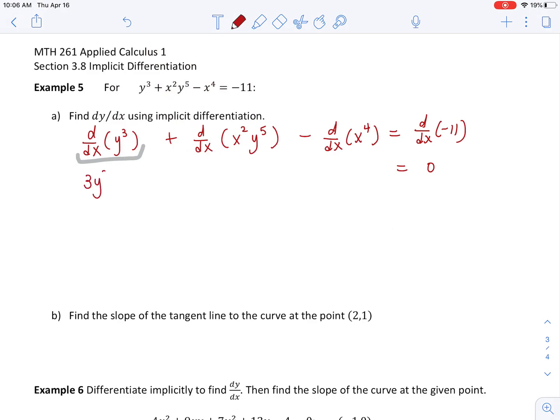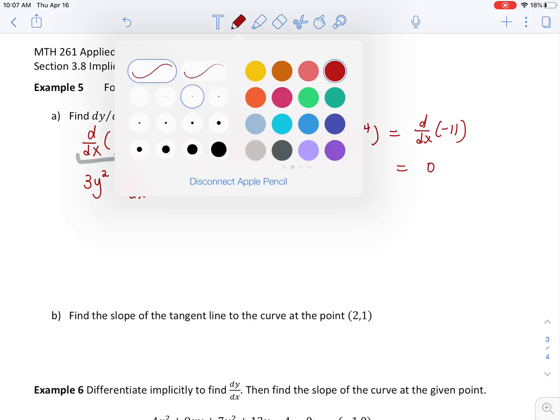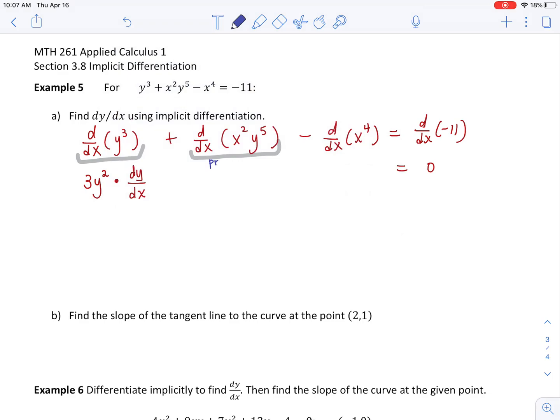All right, let's go through these individually, okay? This one first. What do you think? That's going to give you 3y squared, right? Times what? Times dy dx. Don't forget, when you're doing implicit differentiation with respect to x, whenever you're taking the derivative of a y term, you will get your dy dx.